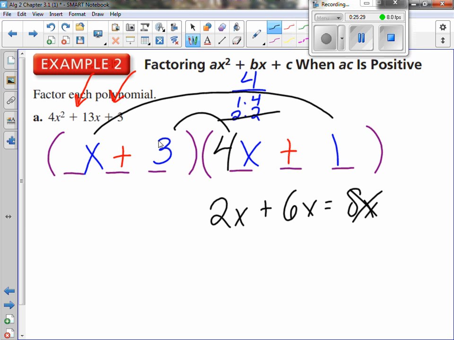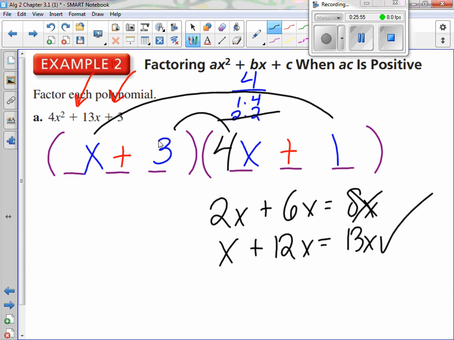So it didn't work, so I changed 2 and 2 to 1 and 4. Let's try again. X times 1 is X. 3 times 4 is 12. X plus 12x is 13x, and that's what we wanted, yes? And that's it.